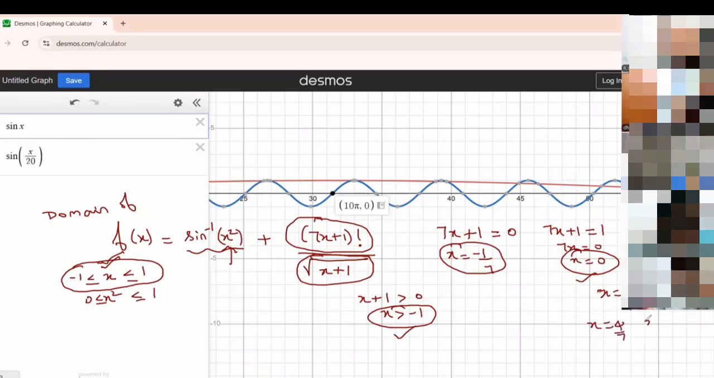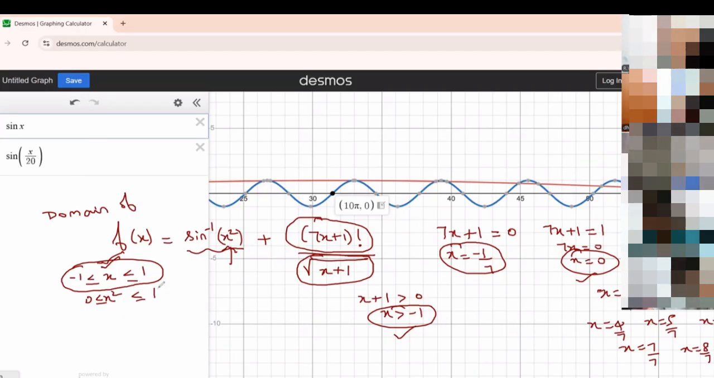X equal to 4 by 7 will come, x equal to 5 by 7, x equal to 6 by 7, x equal to 7 by 7. But by the time you reach x equal to 8 by 7 and so on, what will happen? The sine inverse function, the sine inverse patient, will have to be hospitalized. It doesn't work well with those. So from that we understand only till 7 by 7 is an acceptable thing for you.